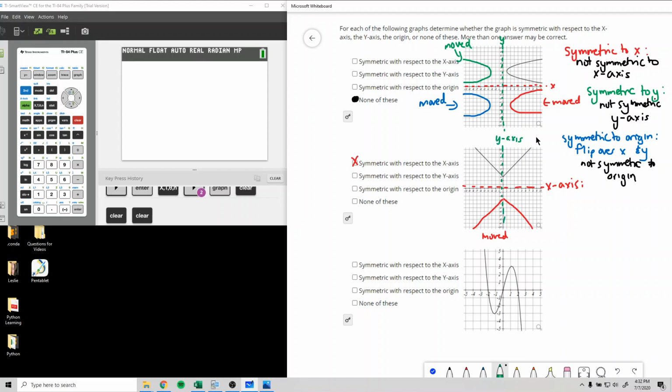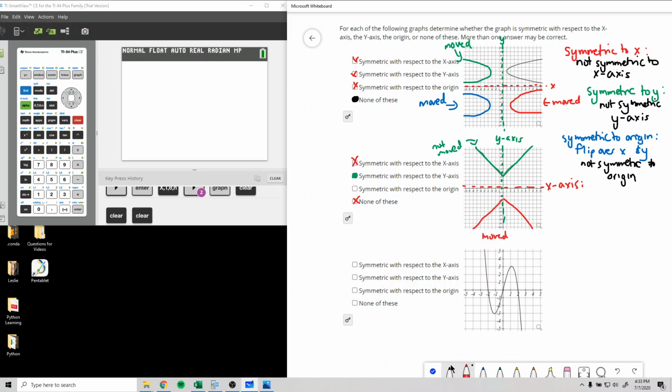And this one you might finally be rejoicing and say, yes, it is symmetric to the y-axis, because if we flip it over the y-axis, this line will go right here, and this line will go right here. So it's going to look exactly the same. It did not move, which means that it actually is symmetric to the y-axis. I can already tell that's not going to be none of those then.